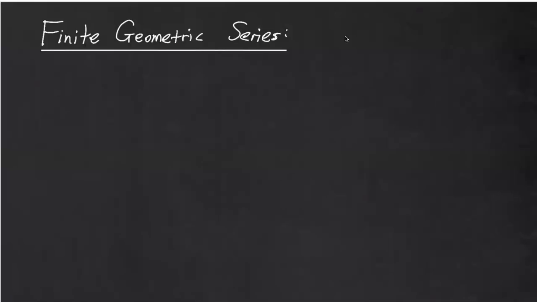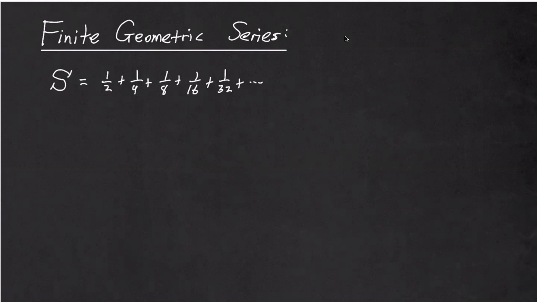In the last video, we looked at the following example, right? We looked at the idea of taking a half plus a quarter plus an eighth plus a 16th plus a 32nd, and so on, where we're doubling the denominator each time, or maybe you can think of it as multiplying the whole thing by a half each time, right? Okay, so we're multiplying by a half over and over again.